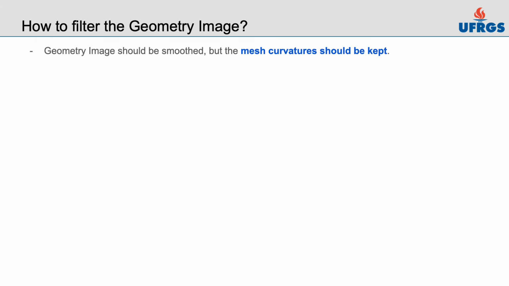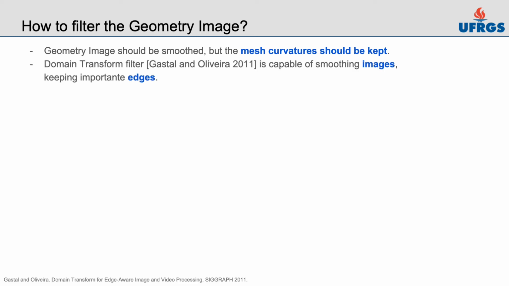As shown in the last slide, our filter filters geometry images. So how exactly is this done? The geometry image should be smoothed, but at the same time, the mesh curvatures should be kept. Therefore, we can't simply apply a common smoothing filter to the image, since we need to account for these curvatures. There are some filters in the literature that are capable of smoothing images while keeping its important edges. One of these is the domain transform filter.